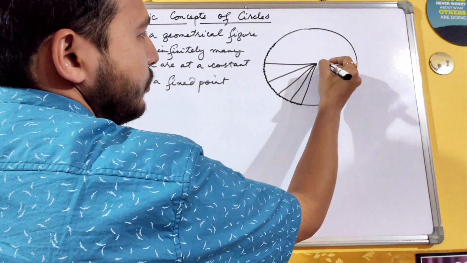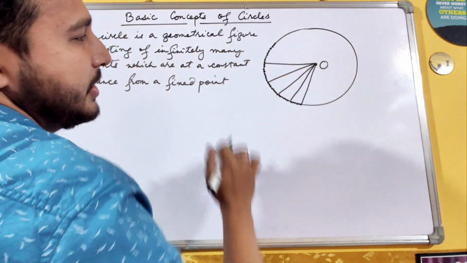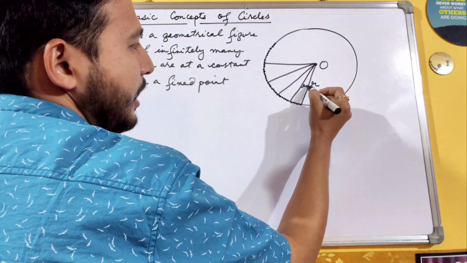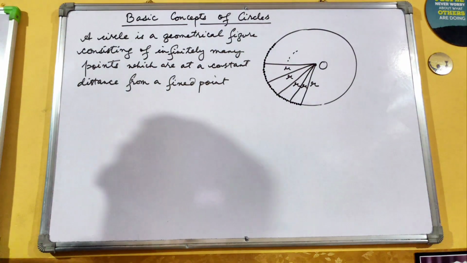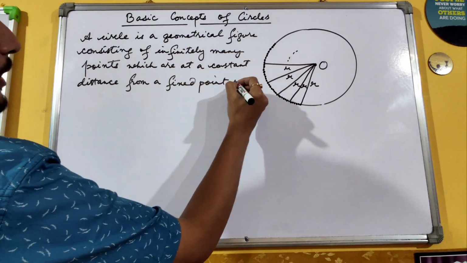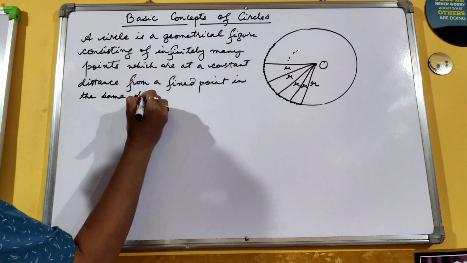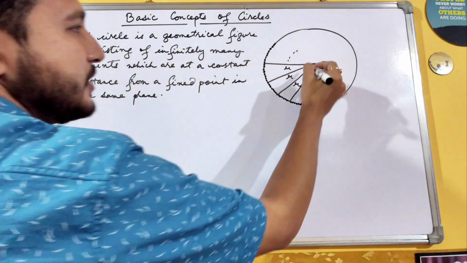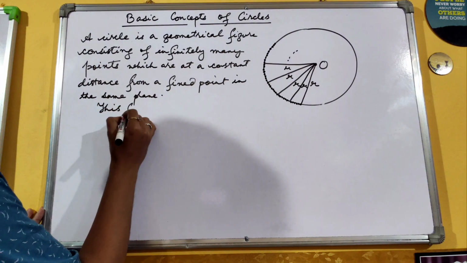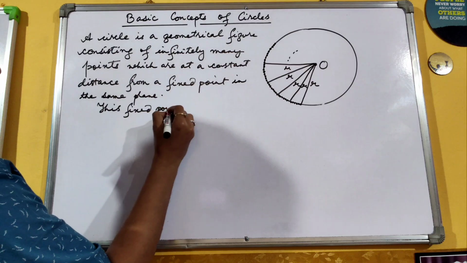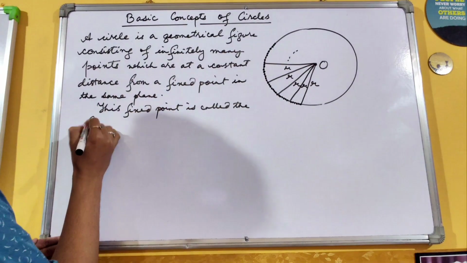Name this fixed point as O, and look, the distances are all the same. You can name this as R, and so on. Fixed point in the same plane. Now this fixed point is called the center.